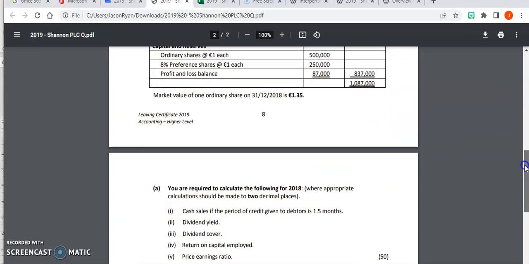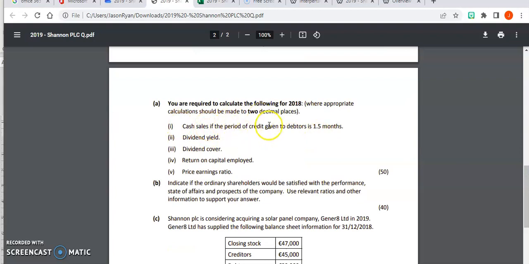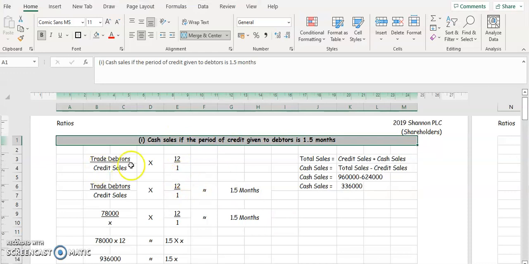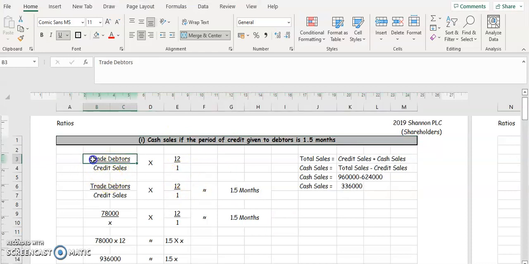So the first question that we need to look at is the average days, calculating the cash sales from our debtors. So our formula that we need to know is our trade debtors divided by credit sales multiplied by 12 over 1, because it's equal to 1.5 months. So if we fill in the formula, trade debtors divided by credit sales multiplied by 12 over 1 is equal to 1.5 months. We have to find out what our credit debtors, or trade debtors, are. That's easy enough to find out from our balance sheet.